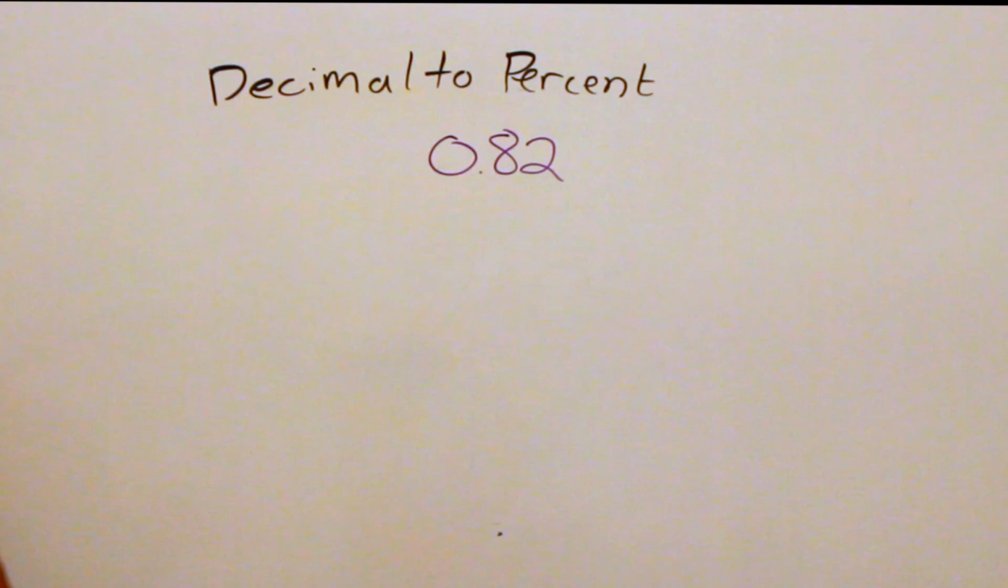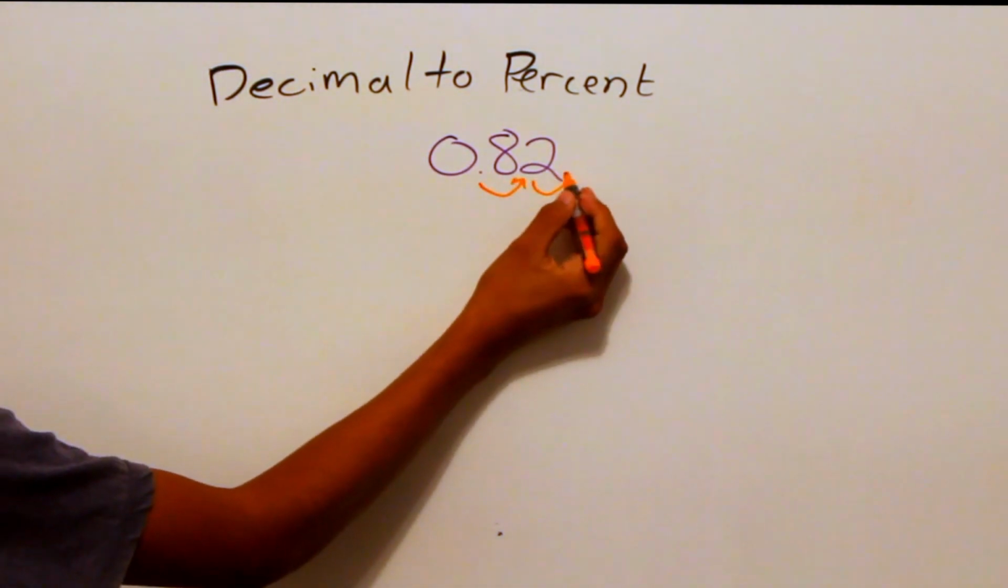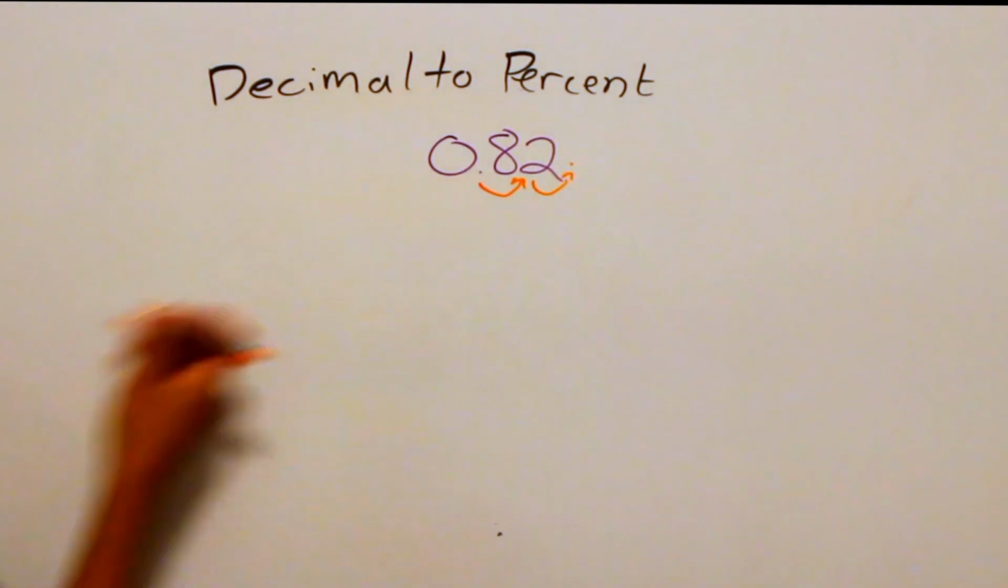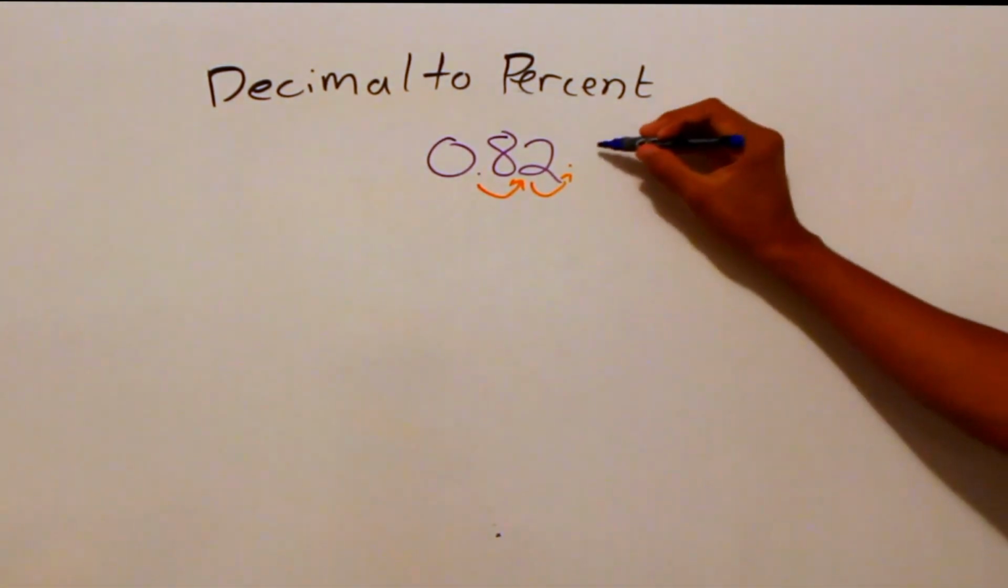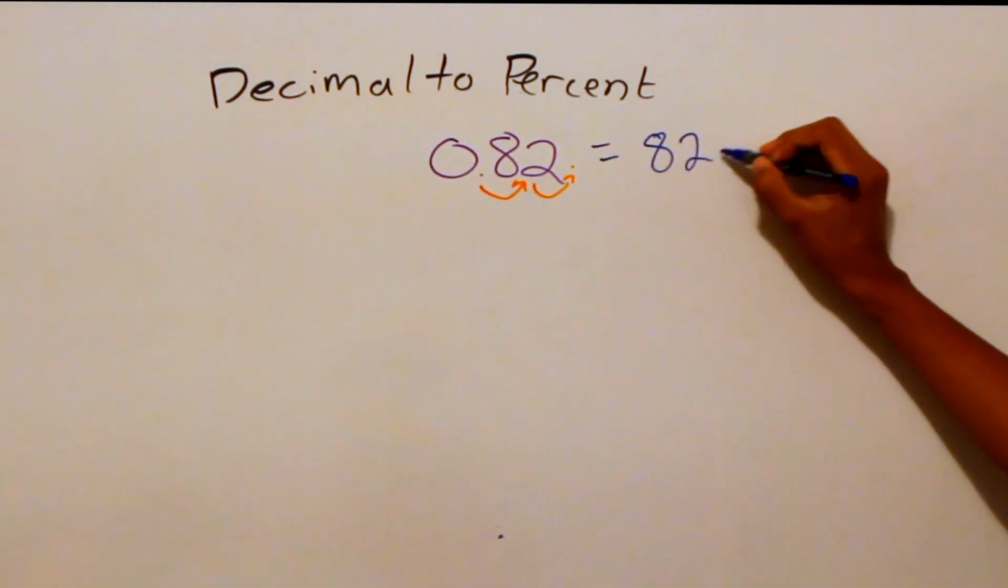Now let's see how we can convert decimal to percentage. Let's say we want to convert 0.82 to a percentage using our shortcut. We move the decimal in 0.82 2 times to the right. Then we add the percentage sign, giving us 82%.